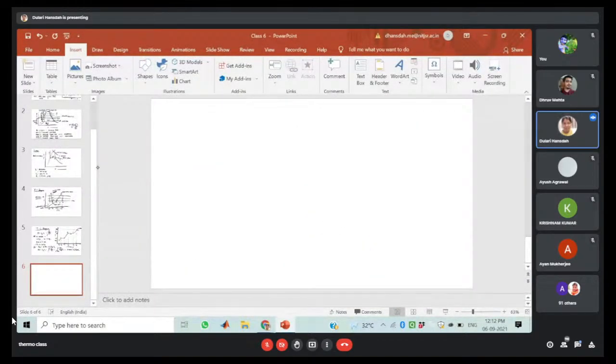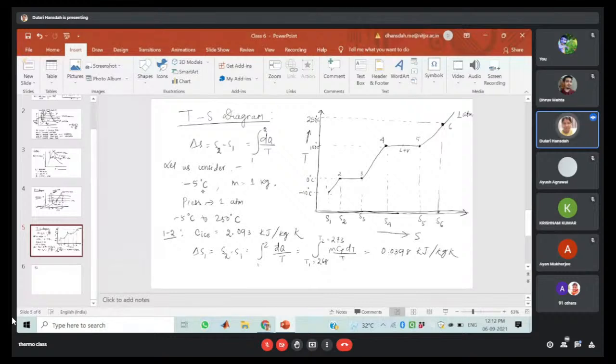Okay, so next process, your 1 to 2 is done, now 2 to 3. So what is happening in 2 to 3? Yeah, you can observe here. 2 to 3 means in this case there will be the change of phase. Solid will be converted into the liquid.